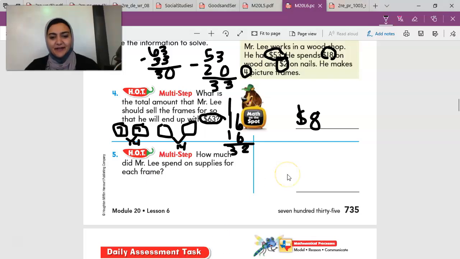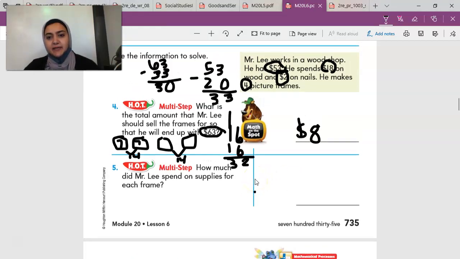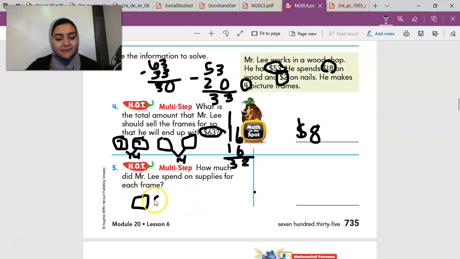Okay, let's move on. How much should Mr. Lee spend on supplies for each frame? Well, how much did he spend on supplies to begin with? He spent $18 on wood and $2 on nails. 18 plus 2 is 20. So he spent $20 on supplies. Well, if I want to say on each frame, well, 20 divided by 4, or if I have 4 frames, what plus what plus what plus what is 20? What can you add 4 times to make 20? 5, 10, 15, 20. So 20 divided by 4 is 5. So each frame would have cost $5.